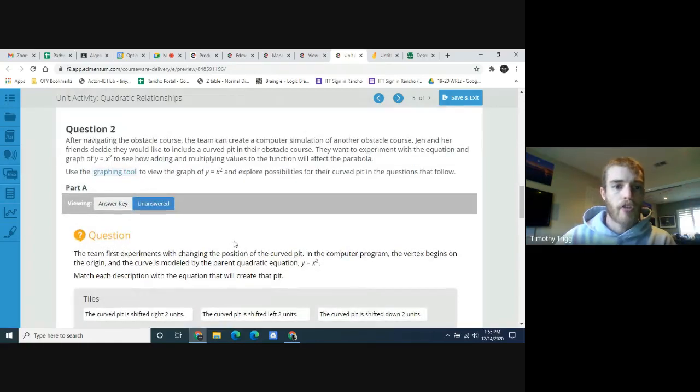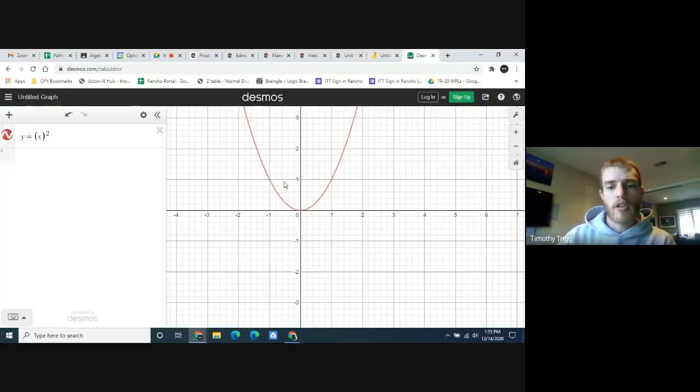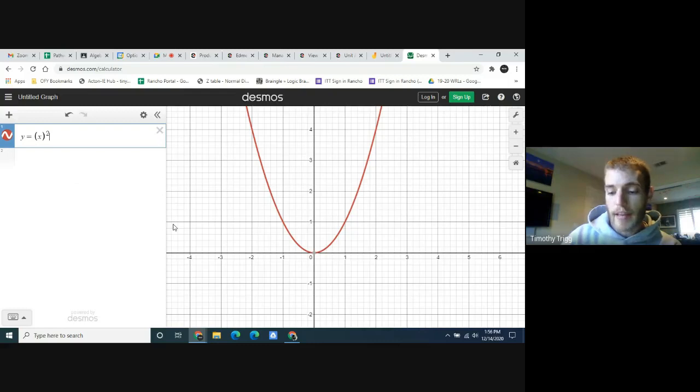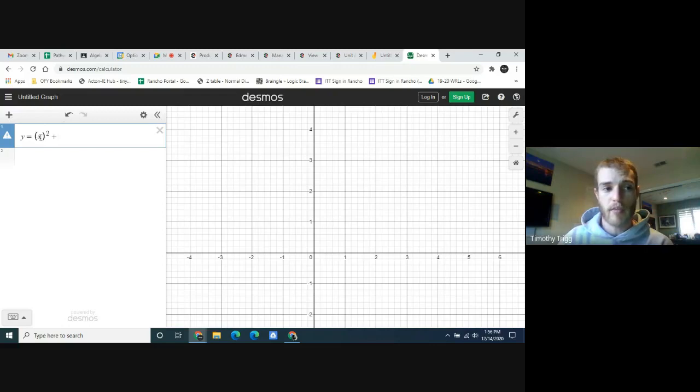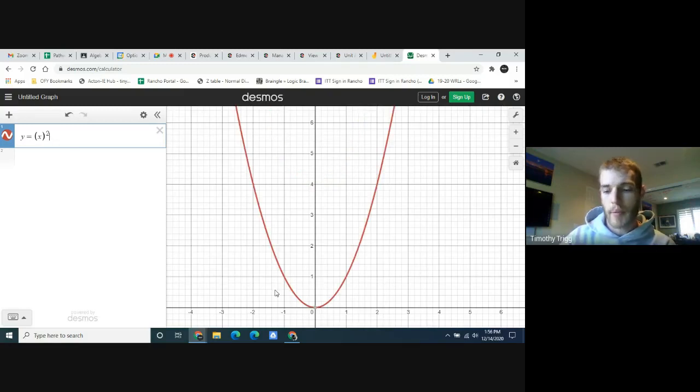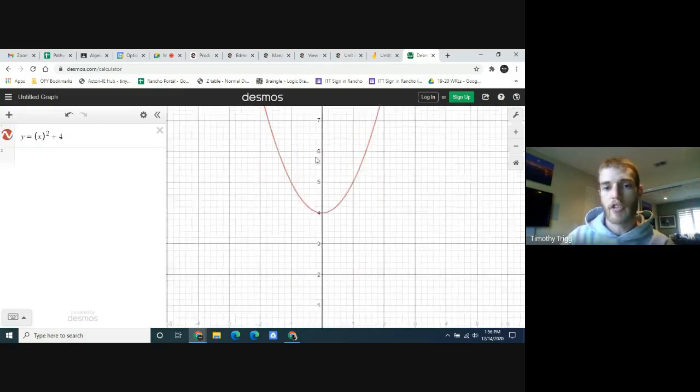Now, let's talk about how to move a graph of x squared. So here's a graph of x squared. We're going to talk about how to move it. If I want to move it up, what do you suppose I should do here? Well, if I add something to the end of this, not in the parentheses, but outside the parentheses, not getting squared. So if I add something to that, let's say 4, notice that moves my graph up 4.